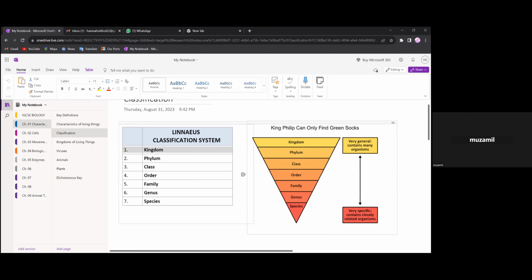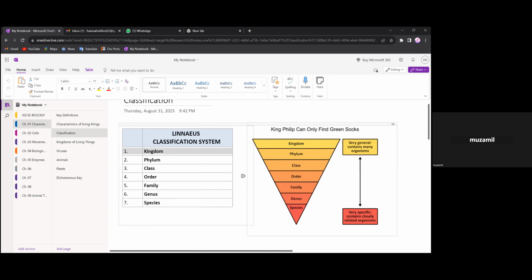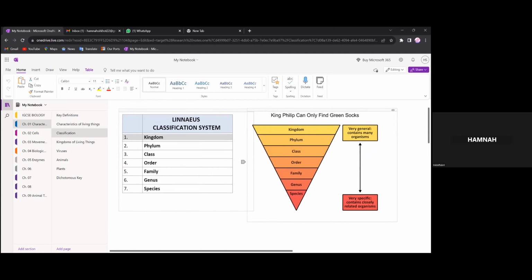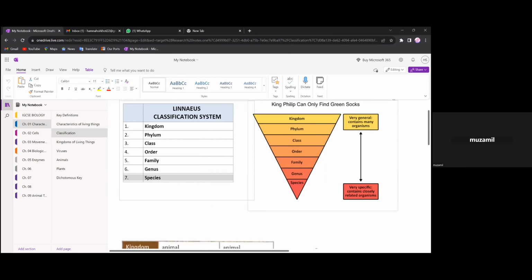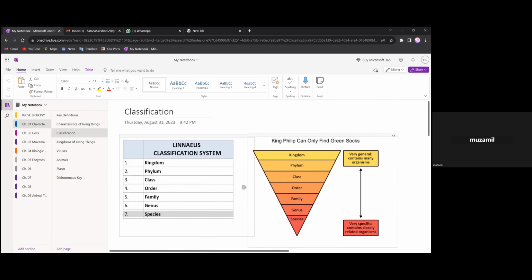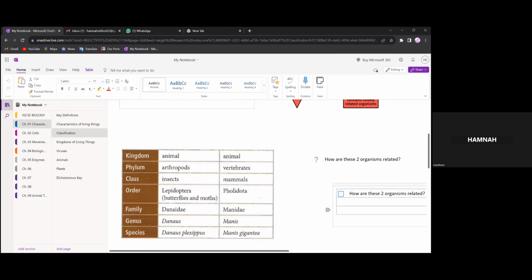So this is very general, containing many organisms, and it goes down to very specific. This is why it's called species, because it's very specific, right? Okay, so this is how we classify all the organisms.